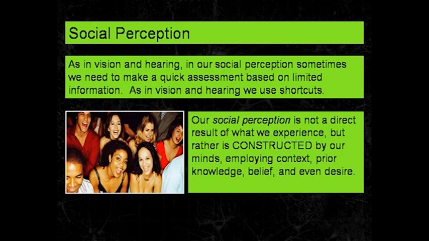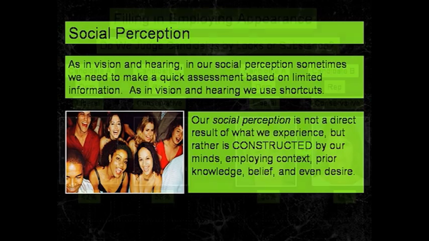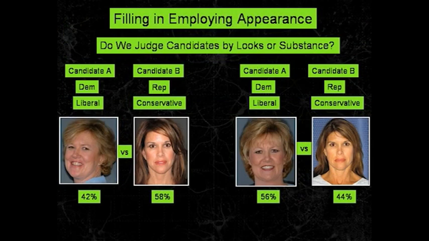And the point of this is that all these same tricks that your mind plays to create our visual and our auditory perception also work in social perception. And one of the things our brains use to create a social perception, an image, is appearance. Now, people are inherently very social animals. We couldn't have survived as a species without social cooperation.